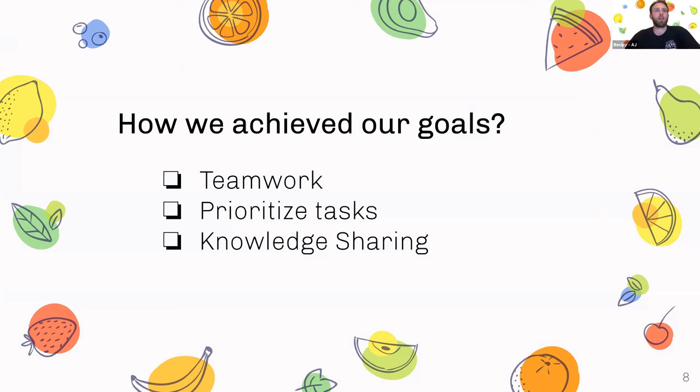And the second one was to prioritize tasks. So that was a case of choosing which features we thought were our MVP and then working towards those. And yeah, I think we worked pretty well as a team and came up with a very cool product.